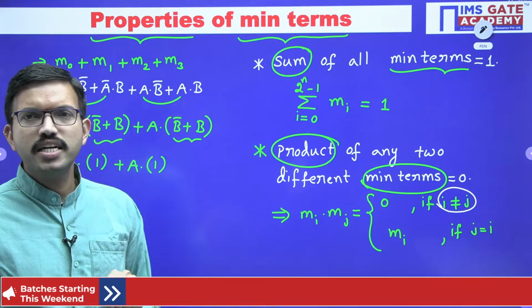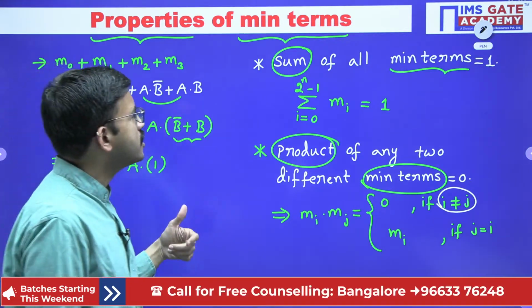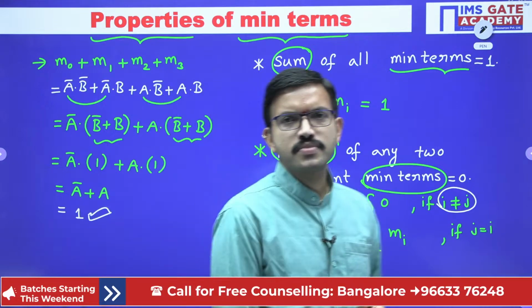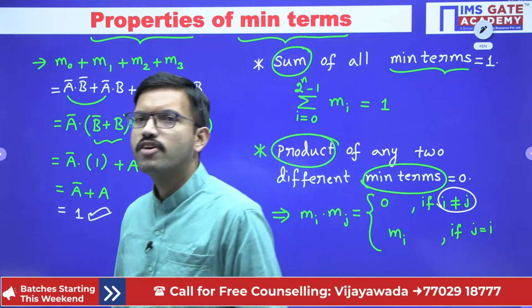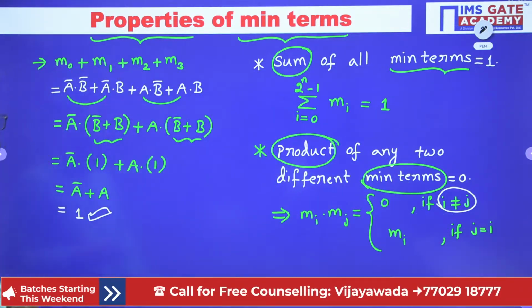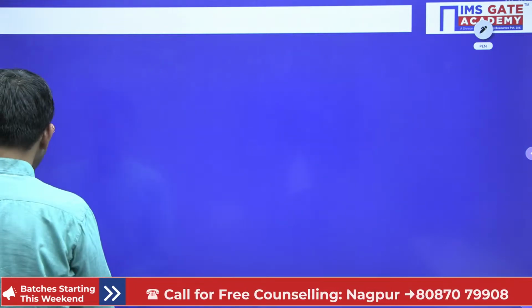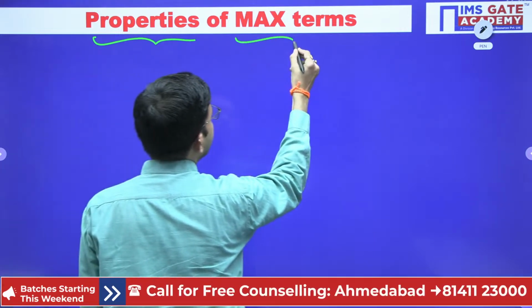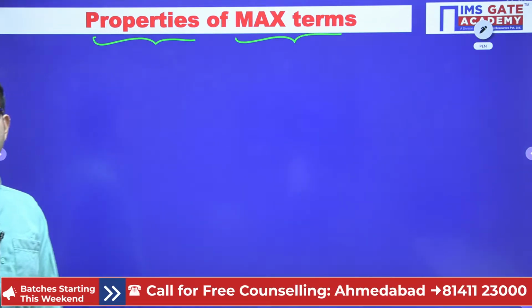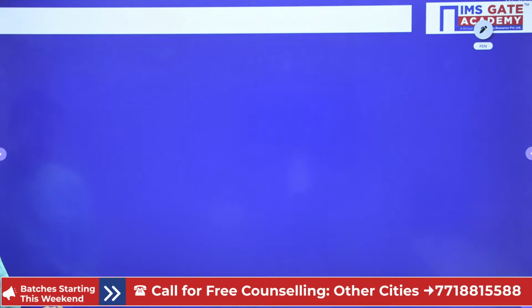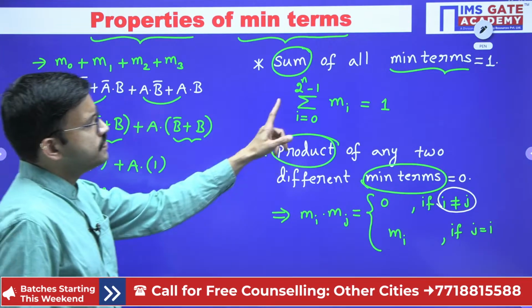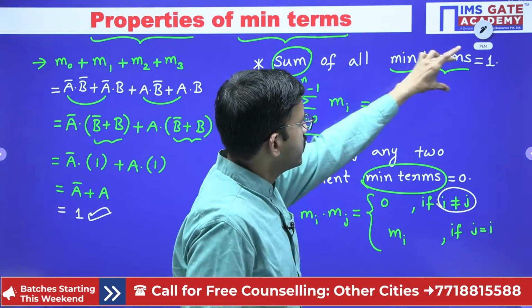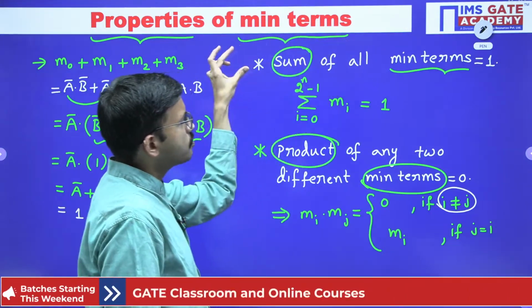With this understanding, now can you guess what the properties for maxterms are? Just try to guess what the properties of maxterms will be. All of you put the heading, properties of maxterms, and try to guess. Just observe the first property of minterm, observe this sentence, and tell me what the first property of maxterm will be.